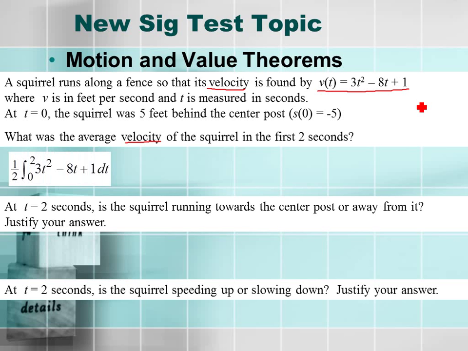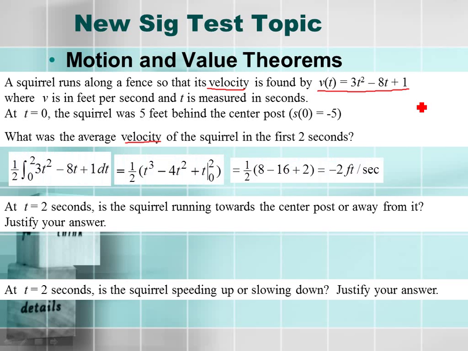So it's the integral of v of t on the interval going from 0 to 2, and I divide by the width, which is 1/2. We evaluate it, and we end up with -2 feet per second. The units, when I do the average of the function, are the same as the original function.